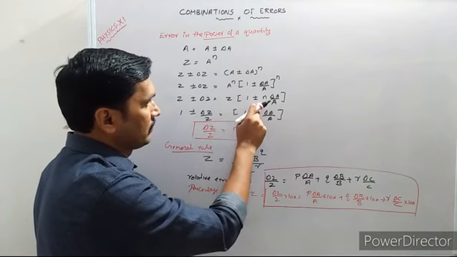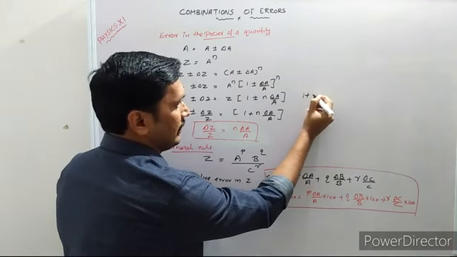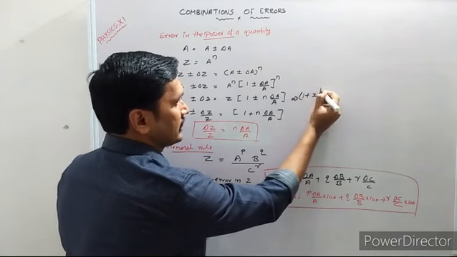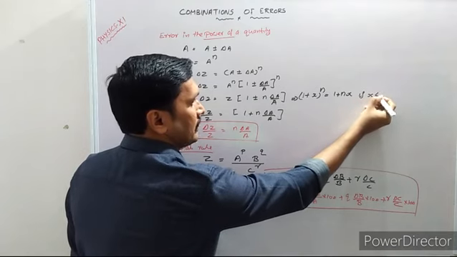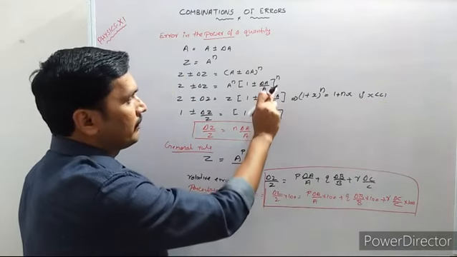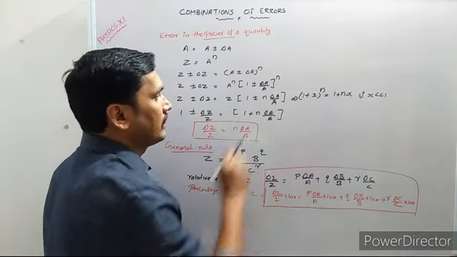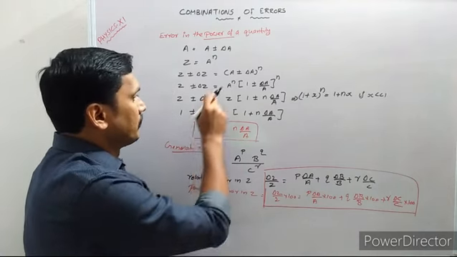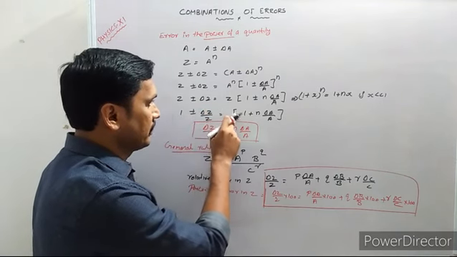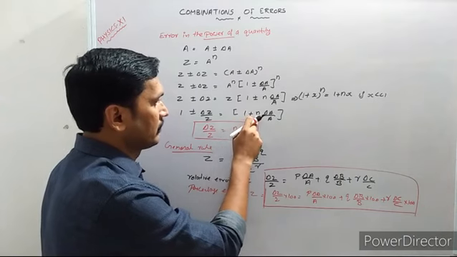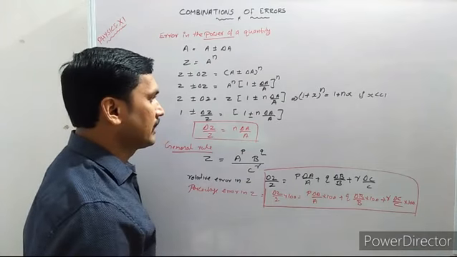We are using our binomial theorem, that is 1 plus x whole raised to n is equal to 1 plus n into x if x is very much less than 1. So as delta A by A is too small, we can use this binomial theorem, n into delta A by A. Divide on both sides by Z, we are getting 1 plus or minus delta Z by Z is equal to Z, and Z getting cancelled, 1 plus or minus n into delta A by A.